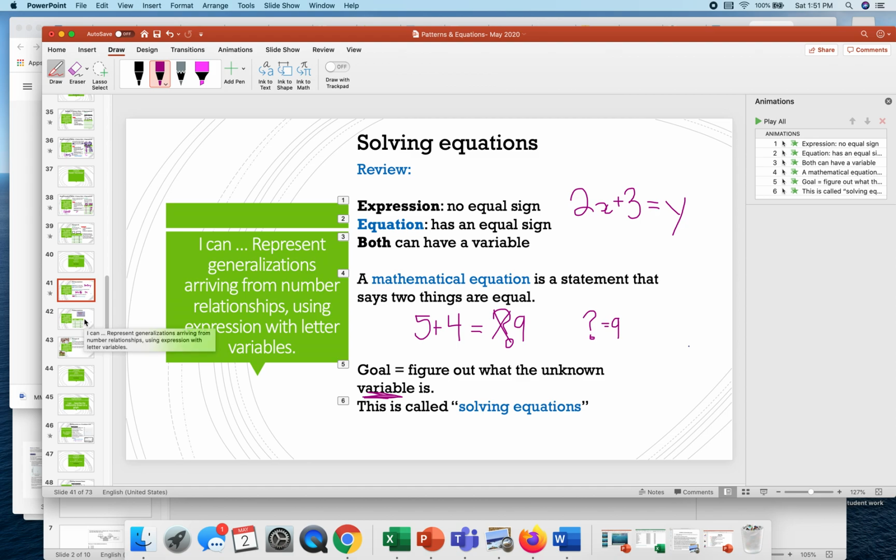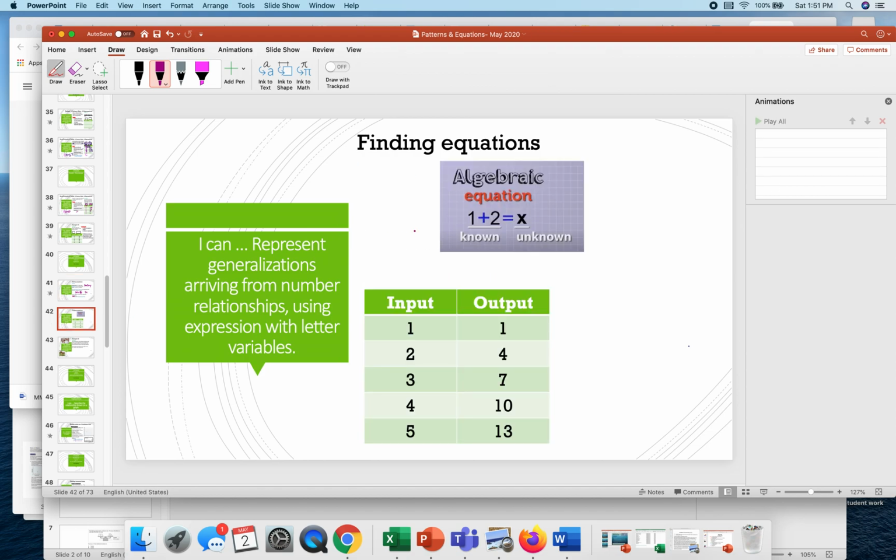Okay, so that's hopefully just review. The main thing to understand is an expression does not have an equal sign, whereas an equation does have an equal sign. Okay, so here again is just a little review. An algebraic equation could be something like this. We have a known part, but then we also have an unknown. So this is a really simple example.